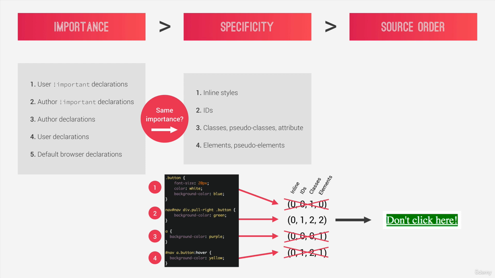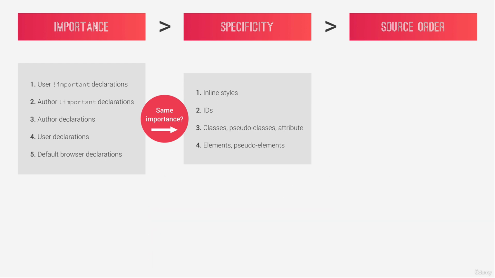So, we start with a bunch of declared values, in this case blue, green, purple, and yellow, and one of them wins and becomes the cascaded value, which is in our example green. Now imagine selector 4 also had 2 elements. Then both selectors 2 and 4 would have the exact same specificity, right? So, what happens in this case?